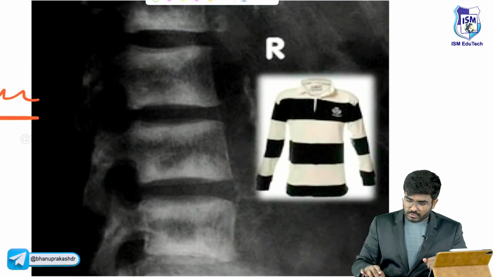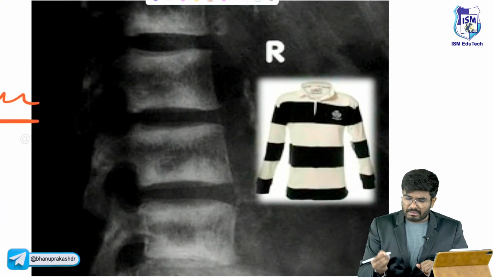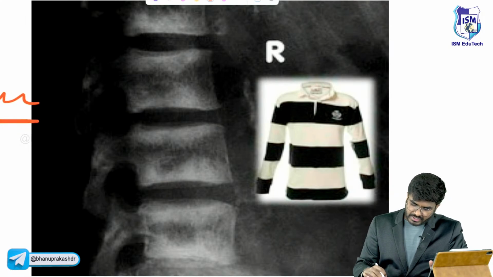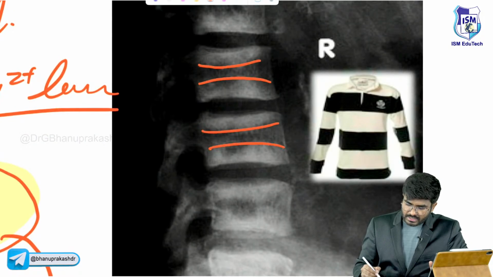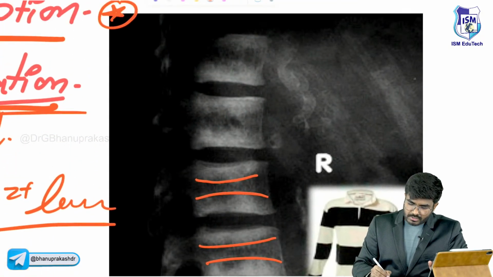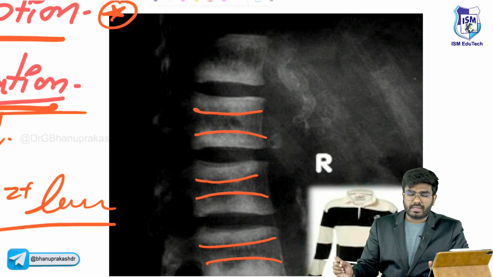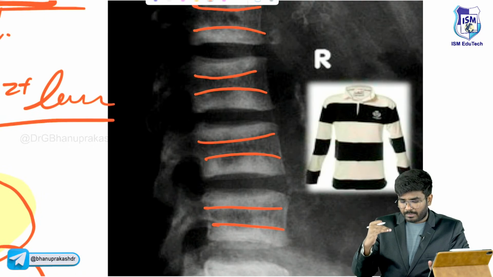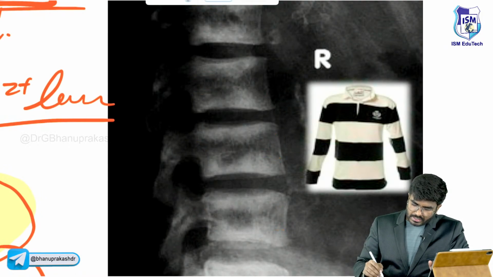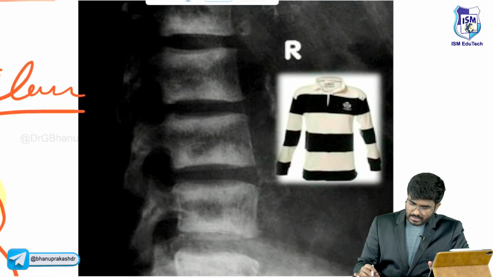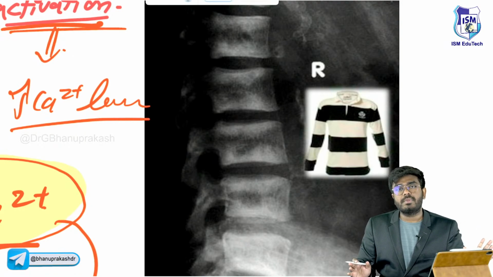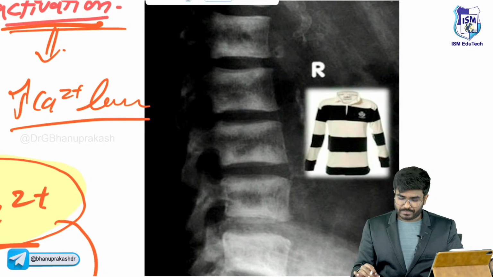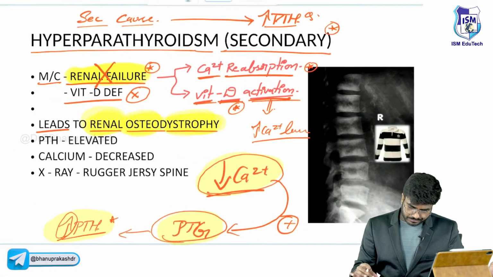This is an image-based question which has been asked many times in board exams as well as Indian exams. See, these are the vertebrae. What you will see here is called the rugger jersey spine. In the body of the vertebra, you can see this lucency, the black area. It looks like a white band and a black band, white, black, white, black. This is called the rugger jersey spine. It is seen in hyperparathyroidism, but especially in secondary hyperparathyroidism, secondary to renal disease or kidney failure.